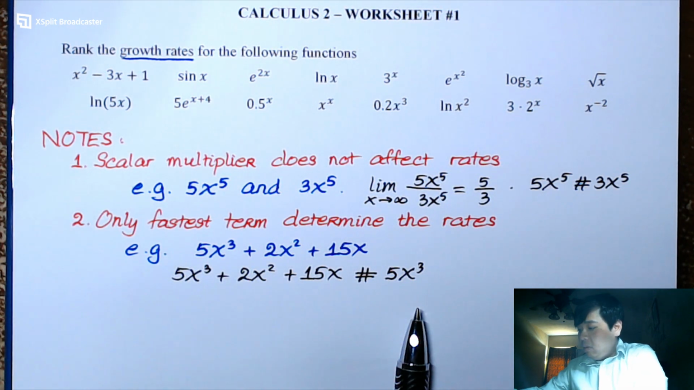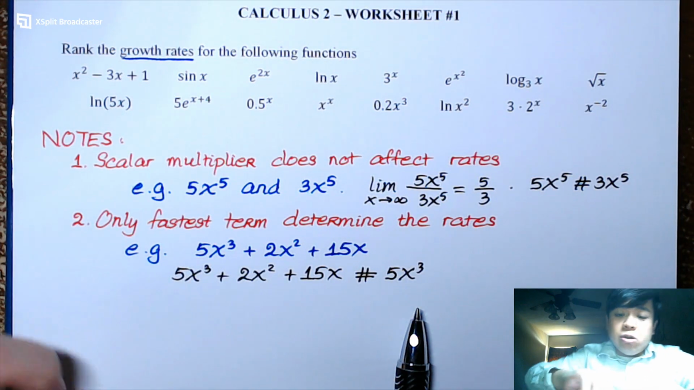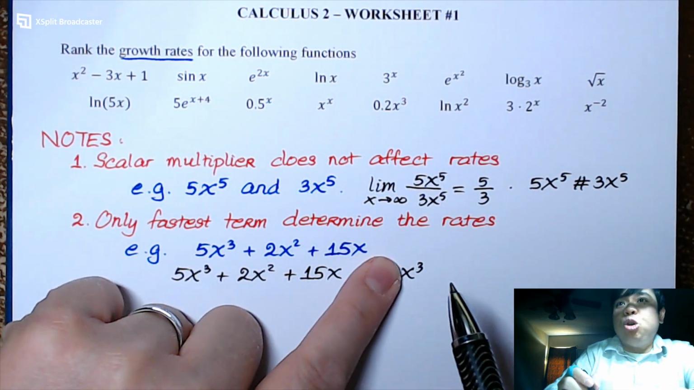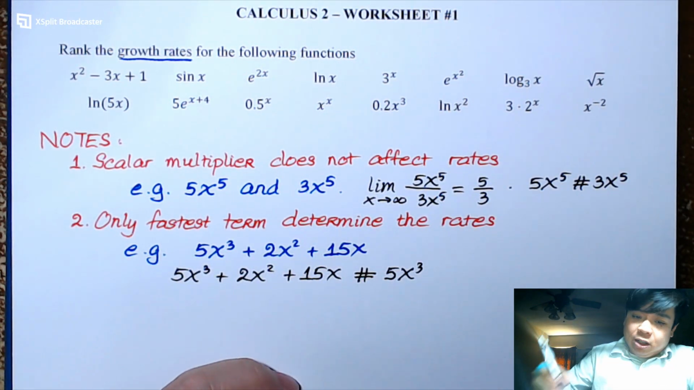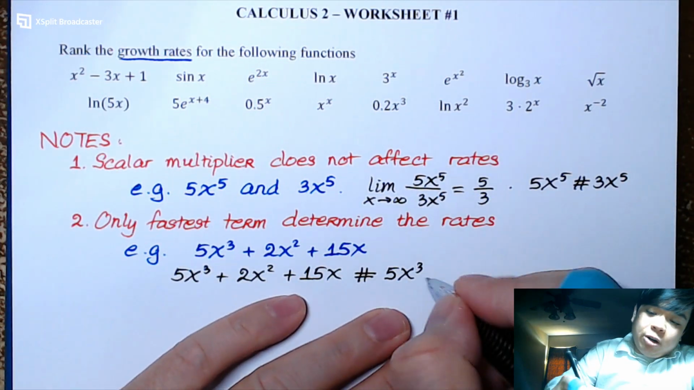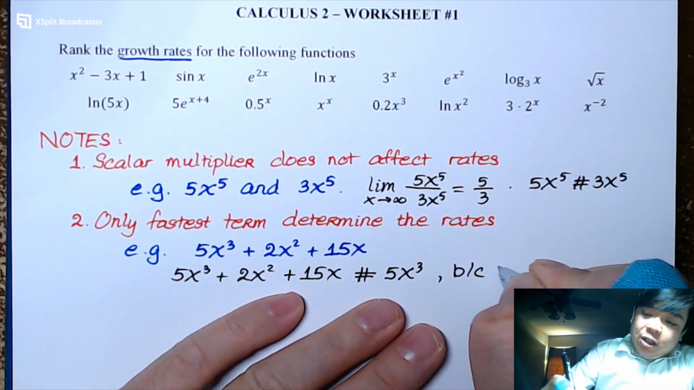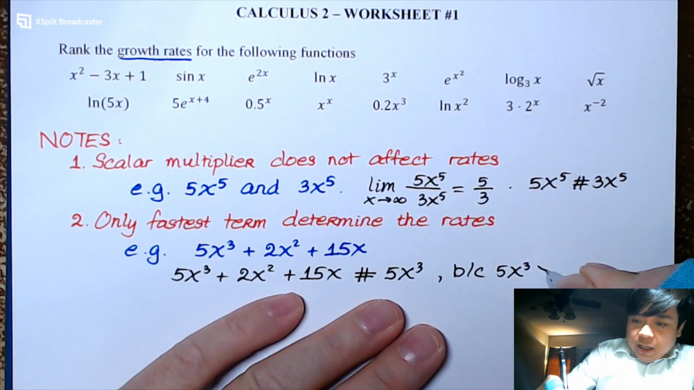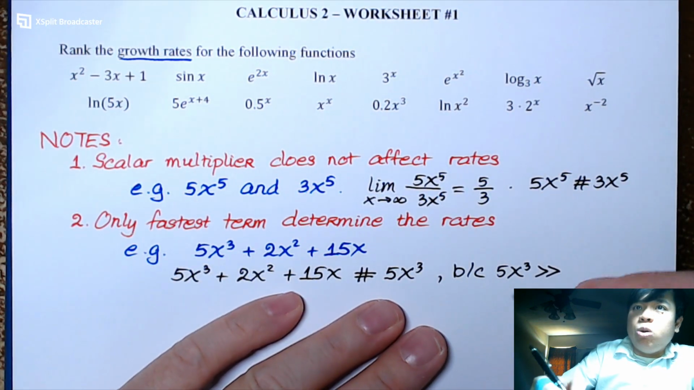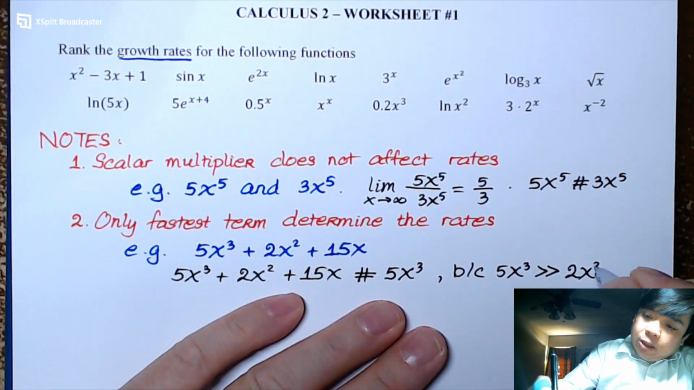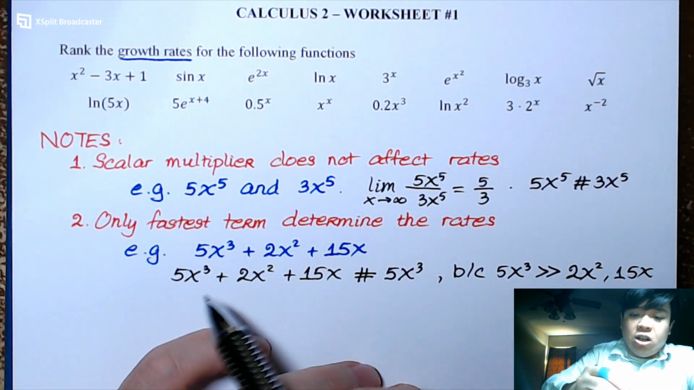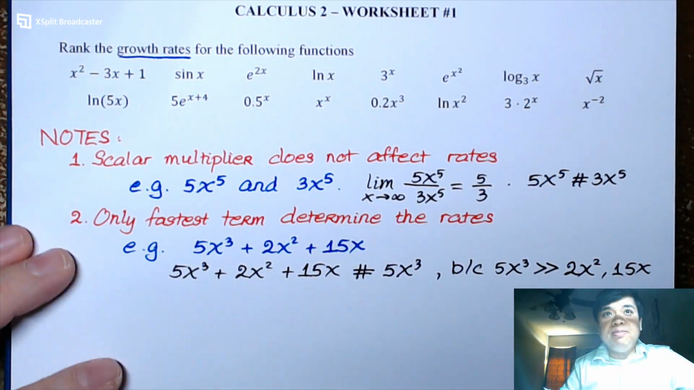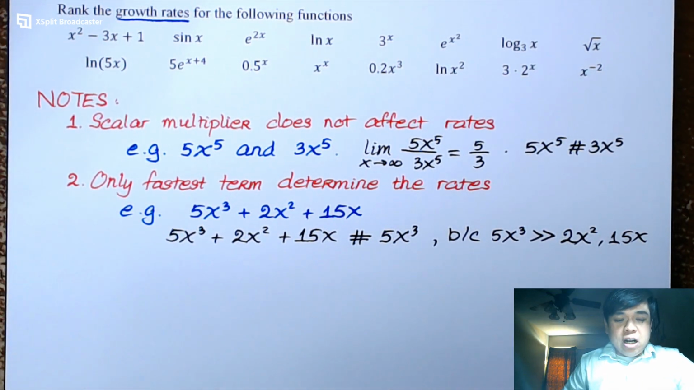Essentially it is just x cubed, the same rate, because the 5 does not affect the rate either. So we write that they have comparable rates, because the 5x cubed grows faster to infinity than the 2x squared or the 15x. Because 5x cubed is faster, the other two do not matter. And so those are two important things.